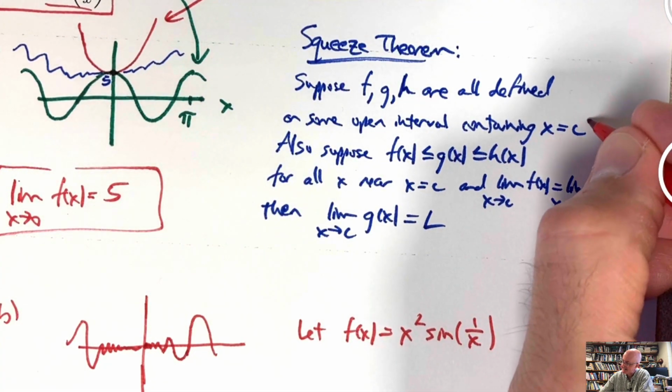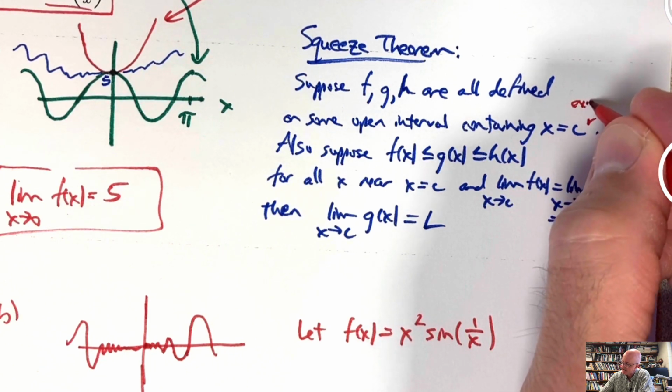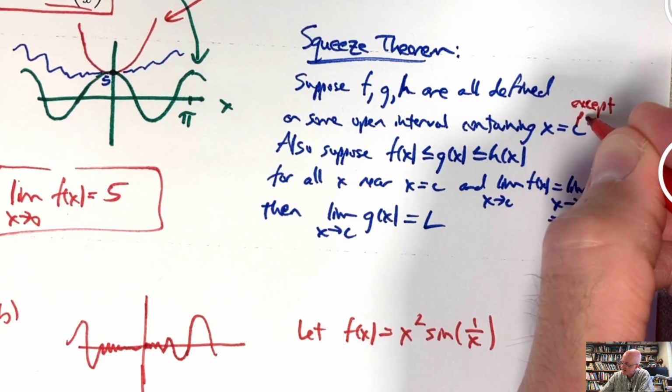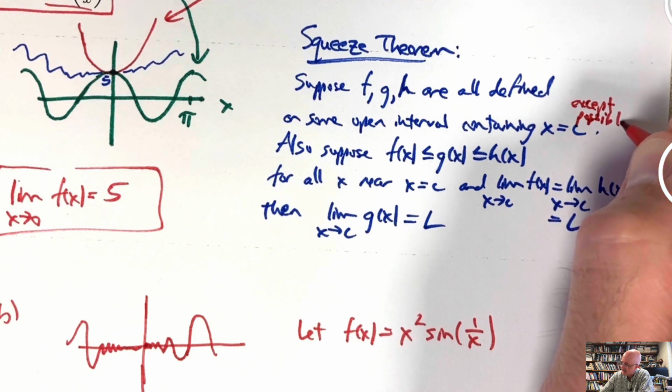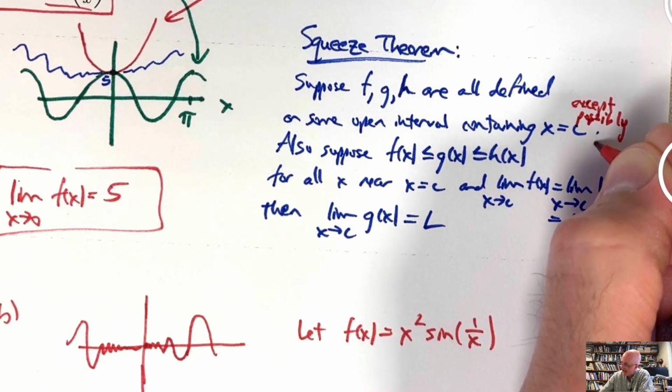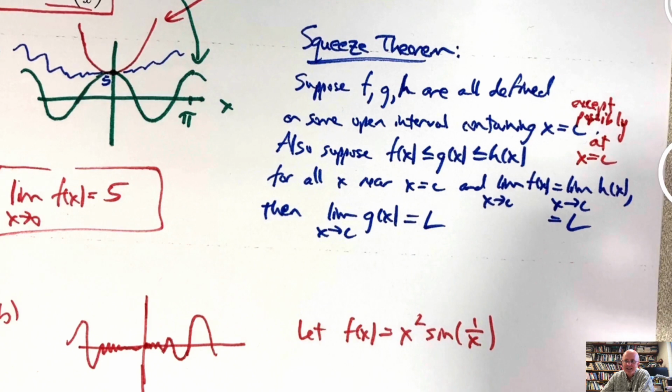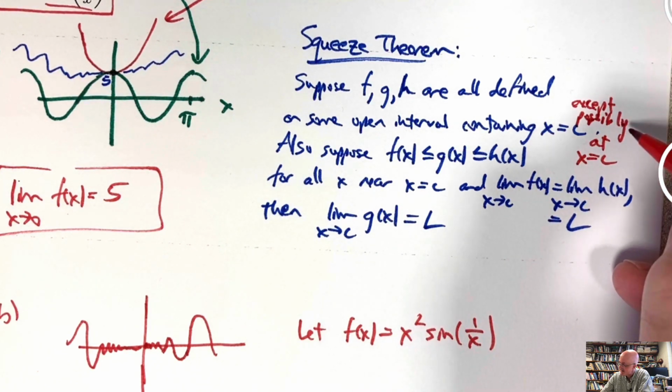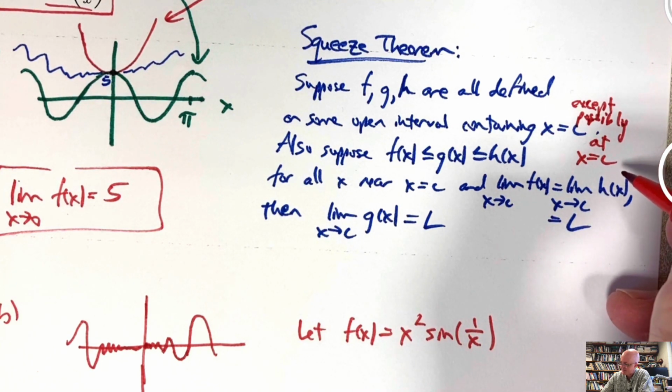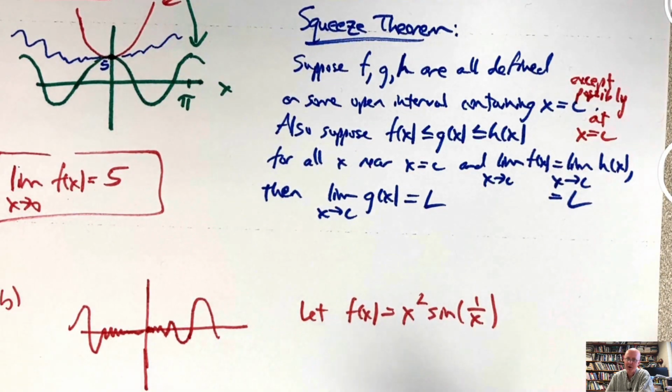I could add "except possibly at c." Except possibly, I'm running out of room here, at x equals c is what that says. Except possibly at x equals c can be part of the hypotheses of the squeeze theorem to make it apply to more situations like the situation at hand. It makes it really a stronger theorem because of that.